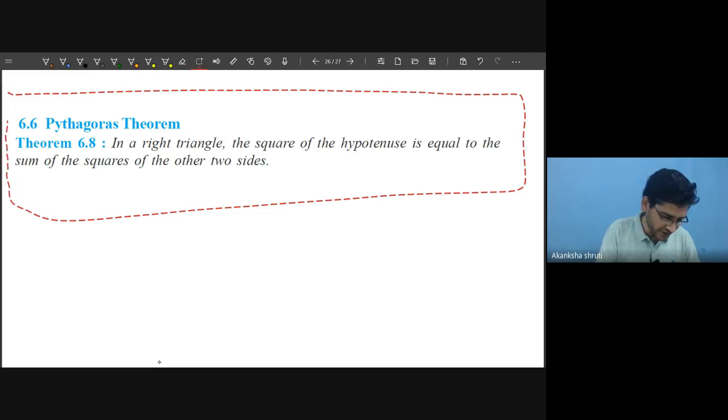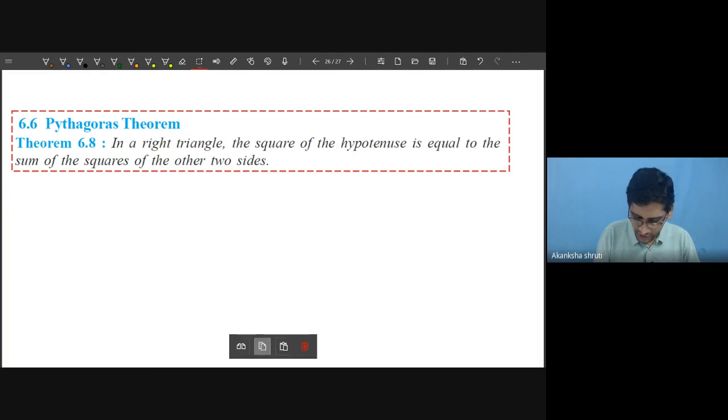Student, proof of Pythagoras theorem is very useful to you people.